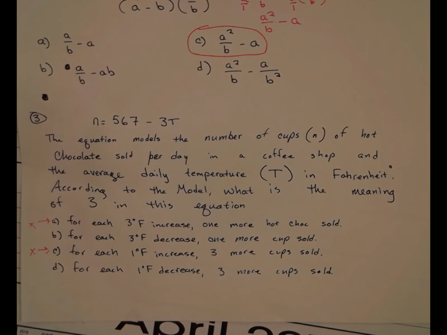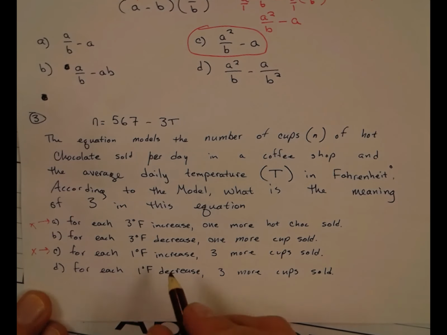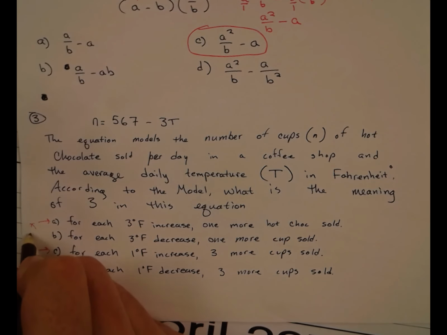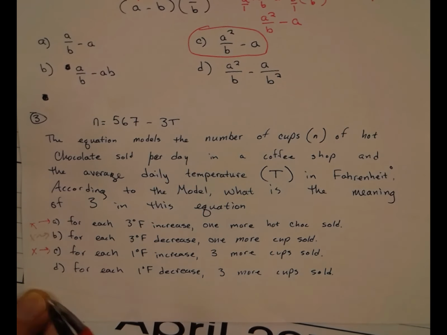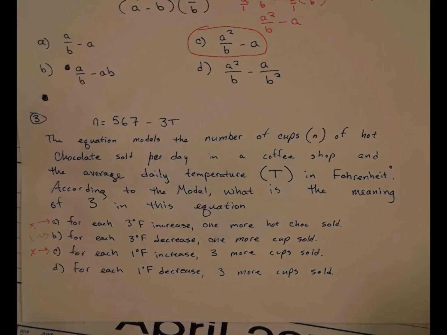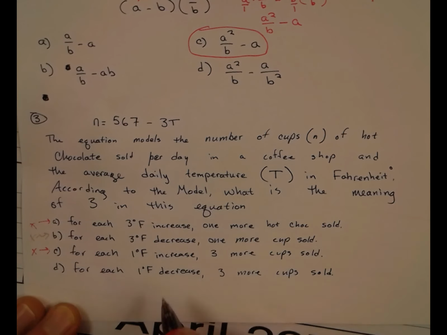We could use a little common sense. Obviously, if the temperature gets hotter, we don't necessarily sell more hot beverages. We usually sell more cold beverages as the temperature goes up. So this one feels suspicious, but we're not sure. All right, so it feels like D is correct, but let's do a little messing around and make sure.